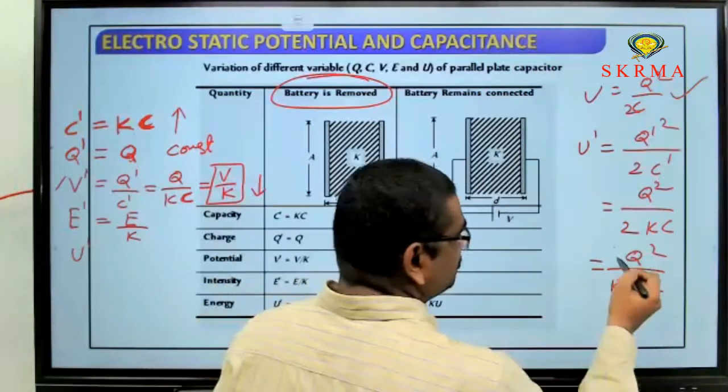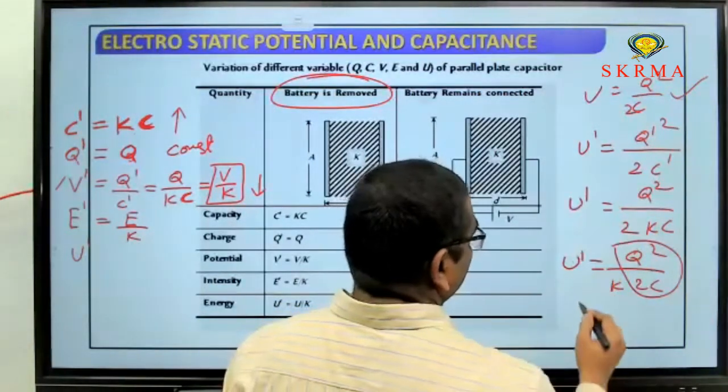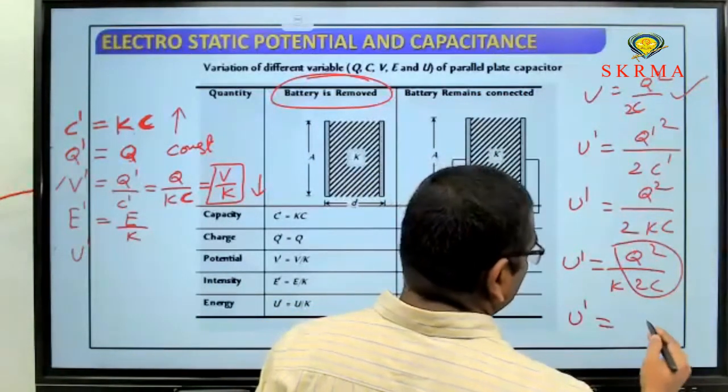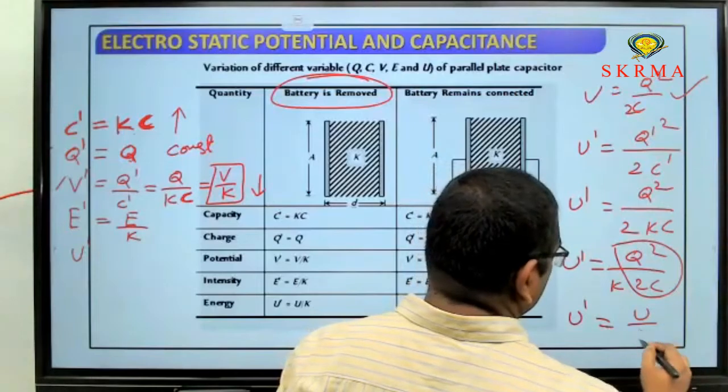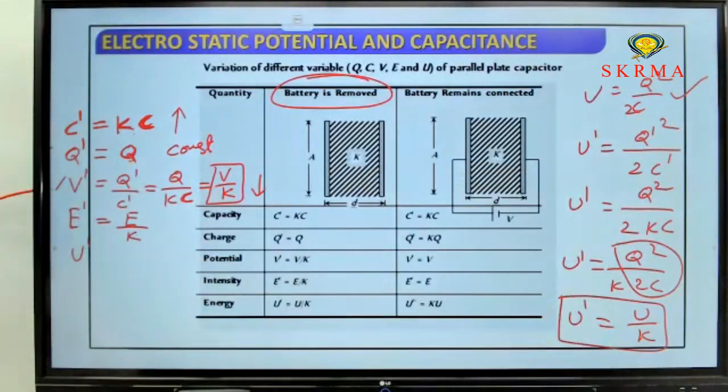Then Q square by 2C is U only, right? This is U dash. So U dash equal to U by K. This is the part. Check it once.